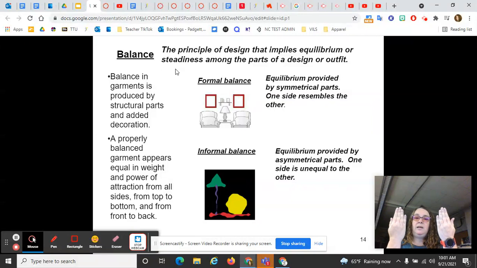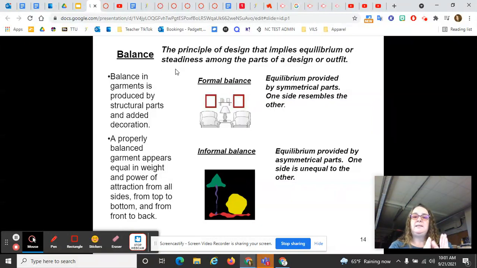They resemble each other, they're symmetrical, they look like they belong together, just like in the photo here with the 2 armchairs, the lamp, and the pictures. If we were to split that down the middle, put them on top of each other, they are symmetrical. They match. That is formal balance.